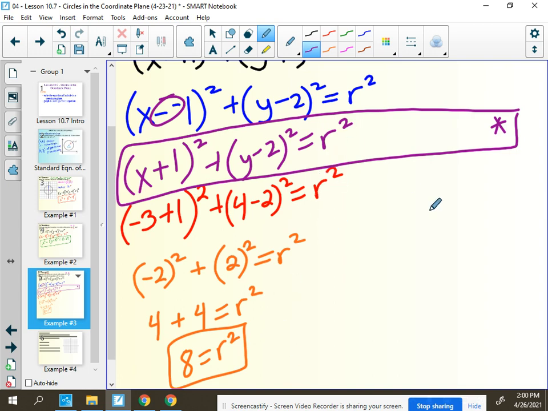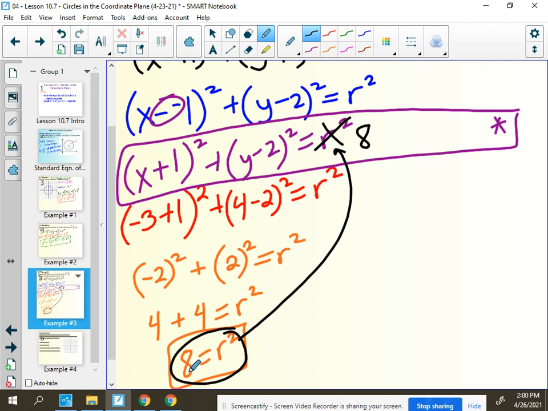But why don't I just say, hey, we were looking for r squared. I just figured out what r squared was. Just plug it in there. 8. Sometimes on the finish, people want to square root this number and do some weird stuff with it. Yeah, that is my r squared. Leave it there, plug it in, we're done. So in the end, that was my answer step. (x plus 1) squared. I did the simplify part of it. (y minus 2) squared equals 8.